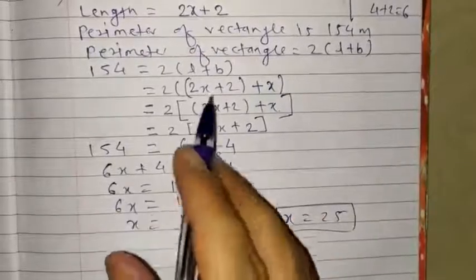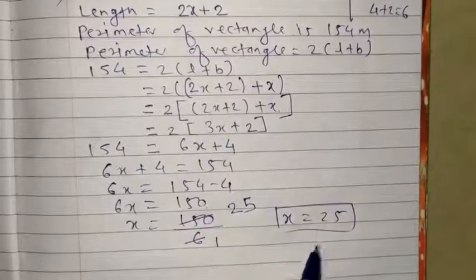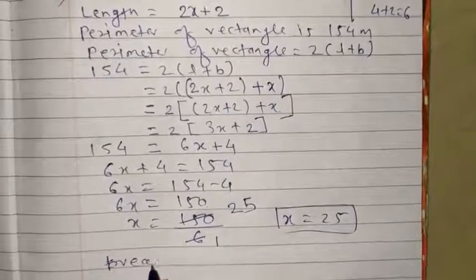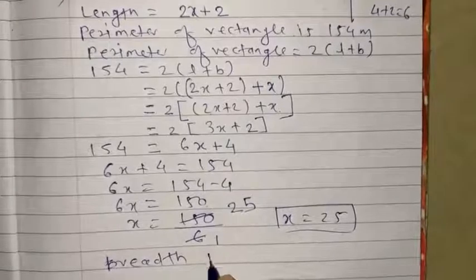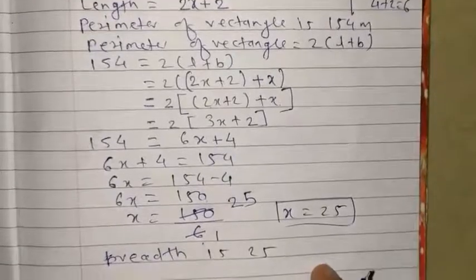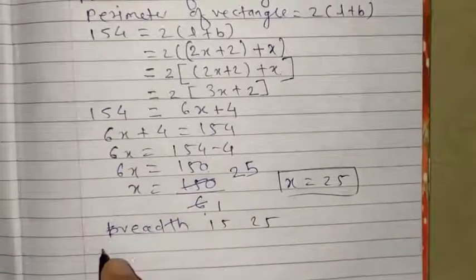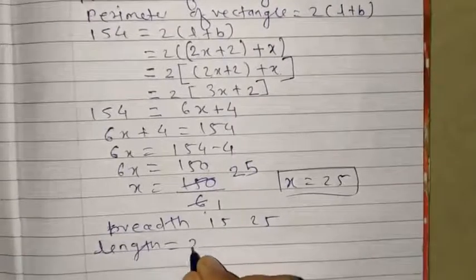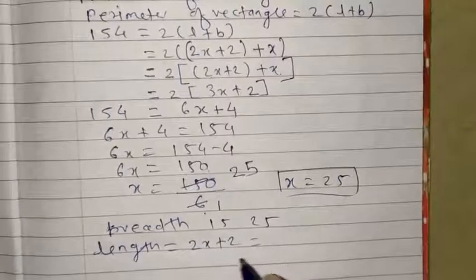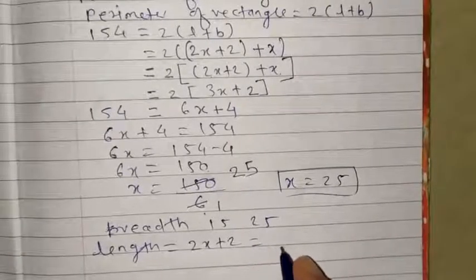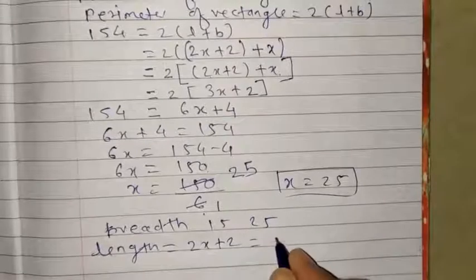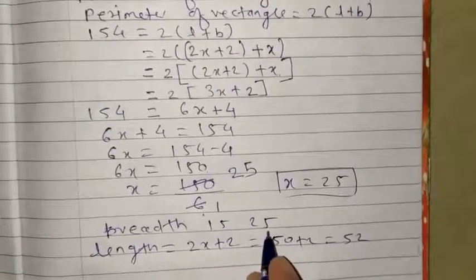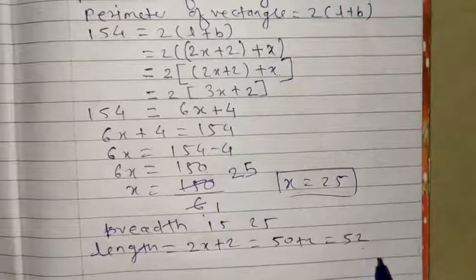So what is the meaning of x? We assumed breadth is x. So it means breadth is 25. And according to that, you can calculate the length. Length equals, we assumed, 2x plus 2. So 2x plus 2, where x is 25. So 25 into 2 is 50 plus 2, it is 52. So here the breadth is 25 and the length is 52.